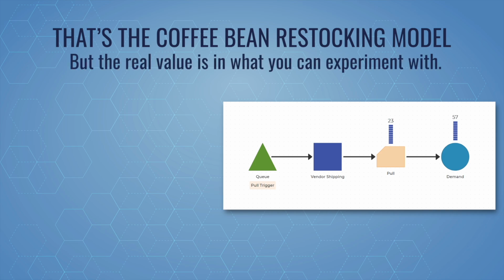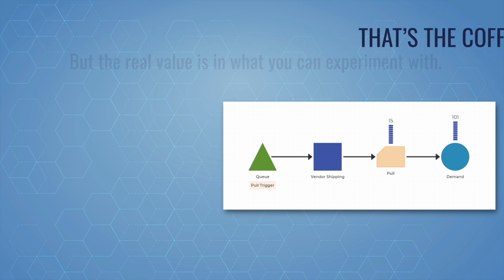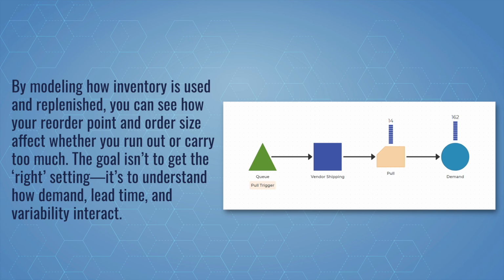But the real value is in what you can experiment with. By modeling how inventory is used and replenished, you can see how your reorder point and order size affect whether you run out or carry too much. The goal isn't to get the right setting. It's to understand how demand, lead time, and variability interact.